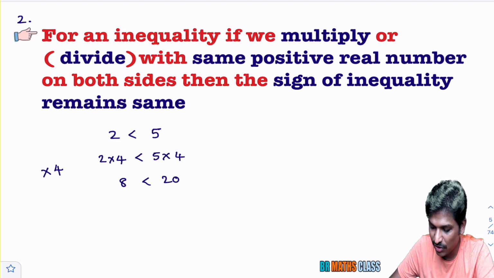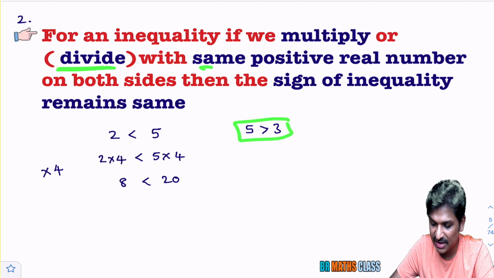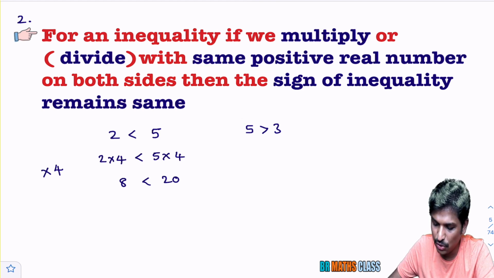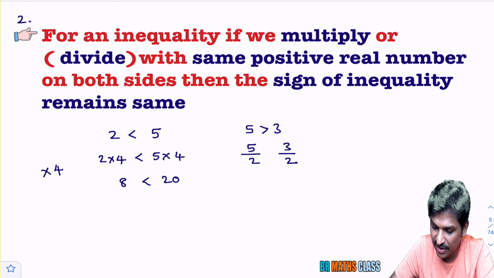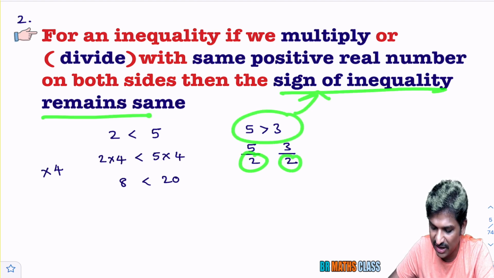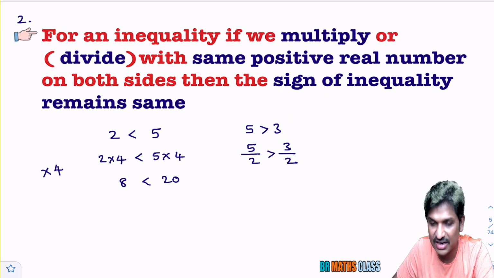Now I'll take one more example. You observe this inequality, 5 is greater than 3. Yes, it is clearly true. For this inequality, I'll divide with the same positive real number on both sides. If I divide with the same positive real number on both sides, the sign of inequality remains the same. I'll check whether it is correct or not. I'll divide with 2, a positive real number. Greater than remains greater than only. So 5 by 2 is greater than 3 by 2.